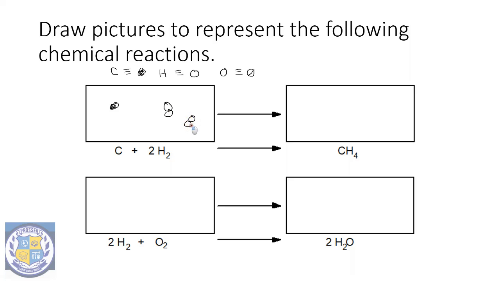1, 2. Then over here we have a carbon in the center and we have hydrogens hanging on the outside. Over here we have two hydrogens and we have one oxygen molecule. And then over here, this is just the water reaction. So we have to draw two water molecules.